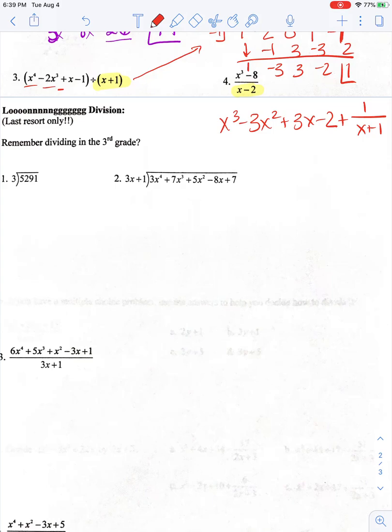So if I'm going to look at number 2, I'm going to skip number 1. Again, this is review, so I'm going to just do a couple of these. So I'm going to divide, multiply, subtract, and drop. That is the cycle.